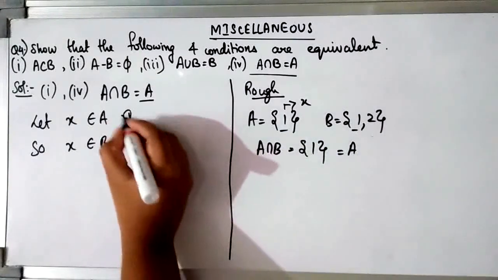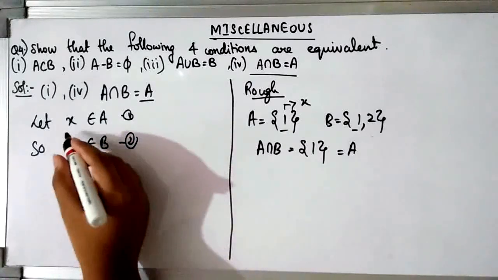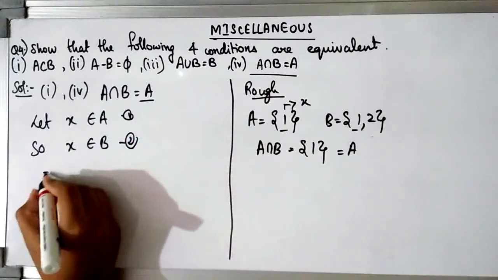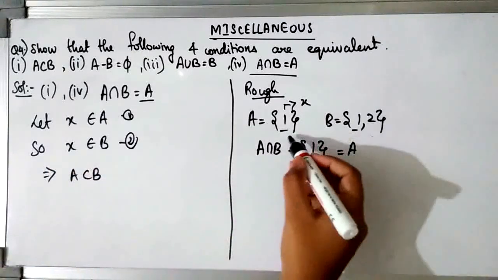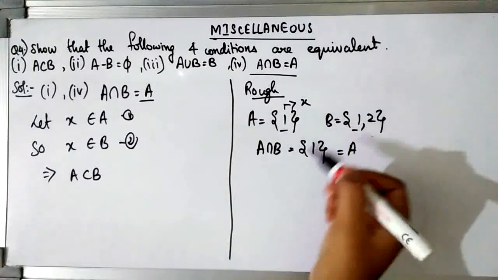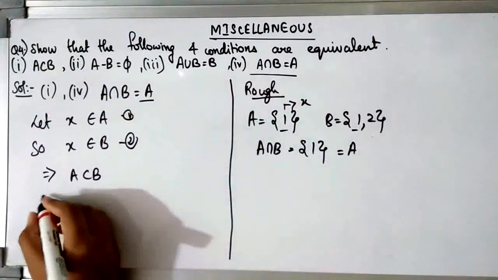So again with this, as I said in the previous one also, when x belongs to A and x belongs to B, we can write that A is a subset of B. And if you check here also, A is a part of B, A is a subset of B. So with this we have proved that all the four conditions are equivalent.